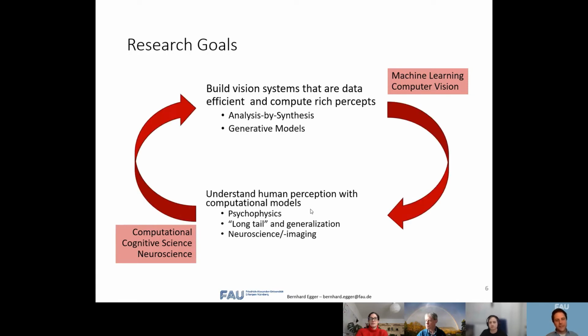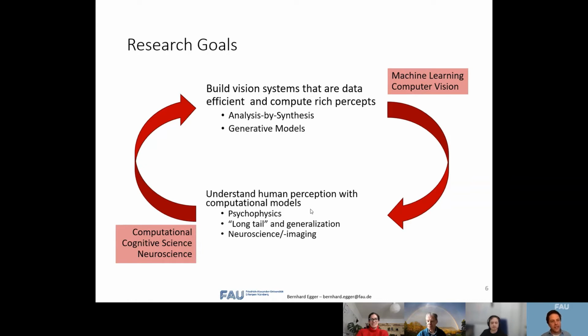I don't see them as separated. I think if we had better computer vision systems, we would probably also better understand how the human brain works. And if we better understood how the human brain works, we could also build better computer vision systems. It might be time for a PowerPoint karaoke again. No? All good.